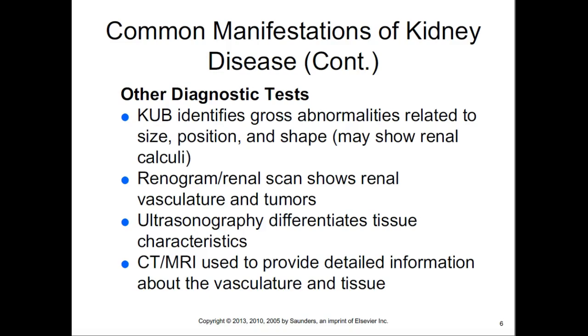Renograms or renal scans can show us the vasculature and any tumors that might exist within the kidney. Ultrasonography, right, can differentiate some tissue characteristics, and a CT or MRI can also give us more detailed information about the vasculature and the tissue of the kidney, right?